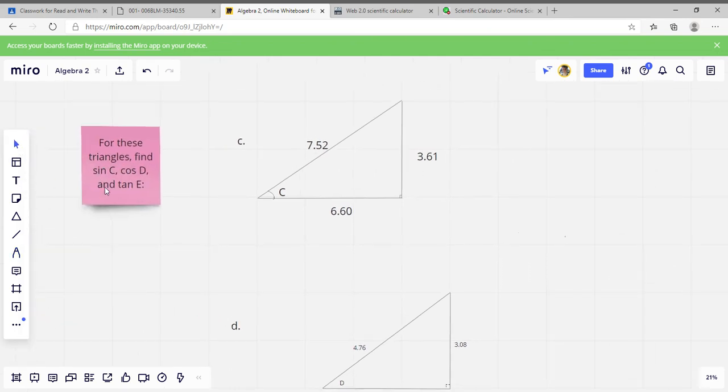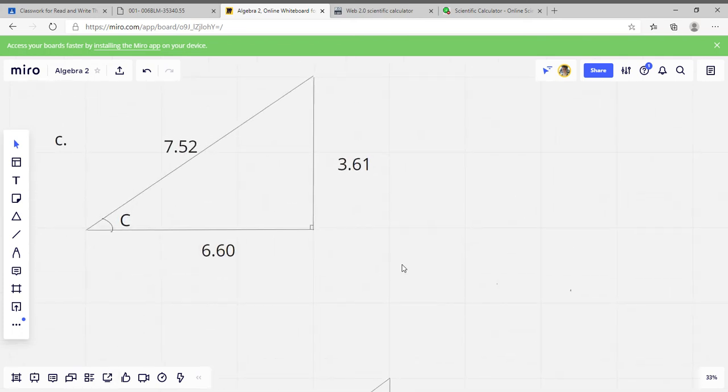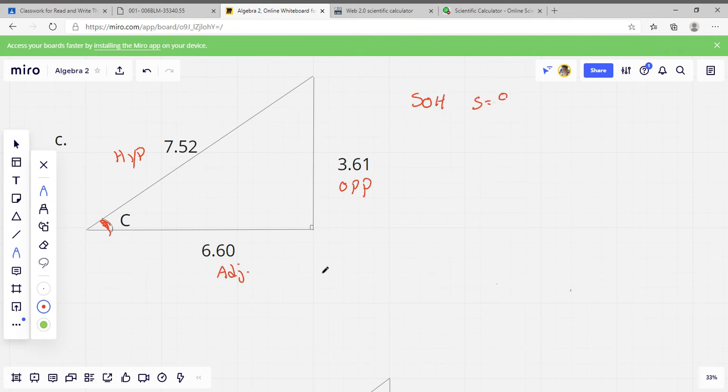All right, for these triangles, find the sine of C, the cosine of D, and the tangent of E. So for this one, we're going to find the sine of C. Let's label these. There's our angle C. Our hypotenuse is this one. Our opposite would be this one. And our adjacent would be down here. Okay, and we have SOHCAHTOA, so that means sine equals the opposite over the hypotenuse.